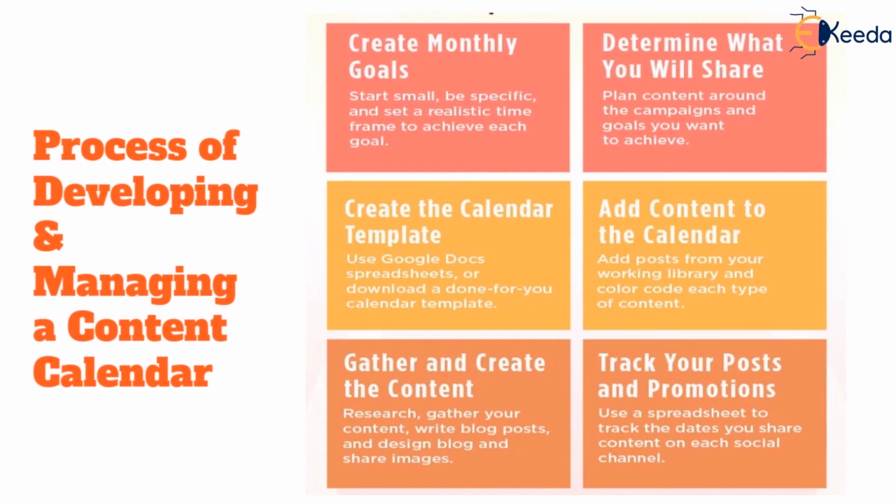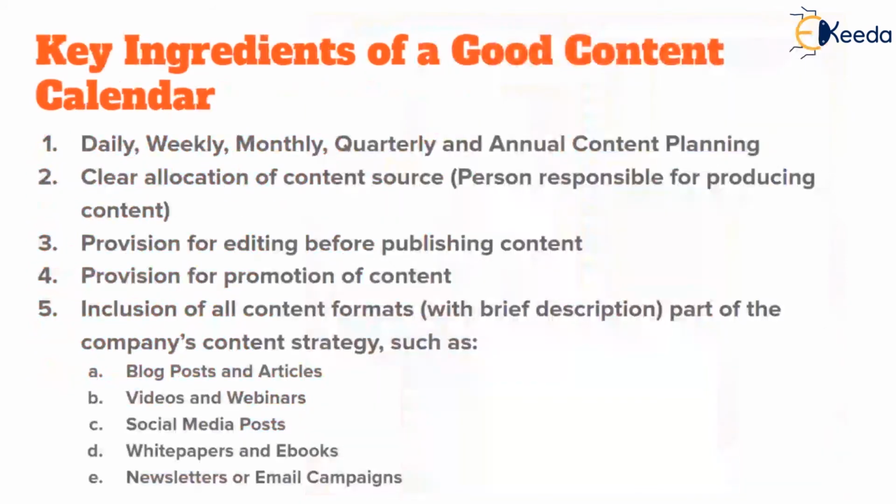So, tracking is an essential part of creating a content calendar, and this therefore serves as a document that you can use to update daily and review your activities, review your target achievements on a daily basis. Now, key ingredients of a good content calendar are that it has the ability to capture firstly daily, weekly, monthly, quarterly, and annual content planning.